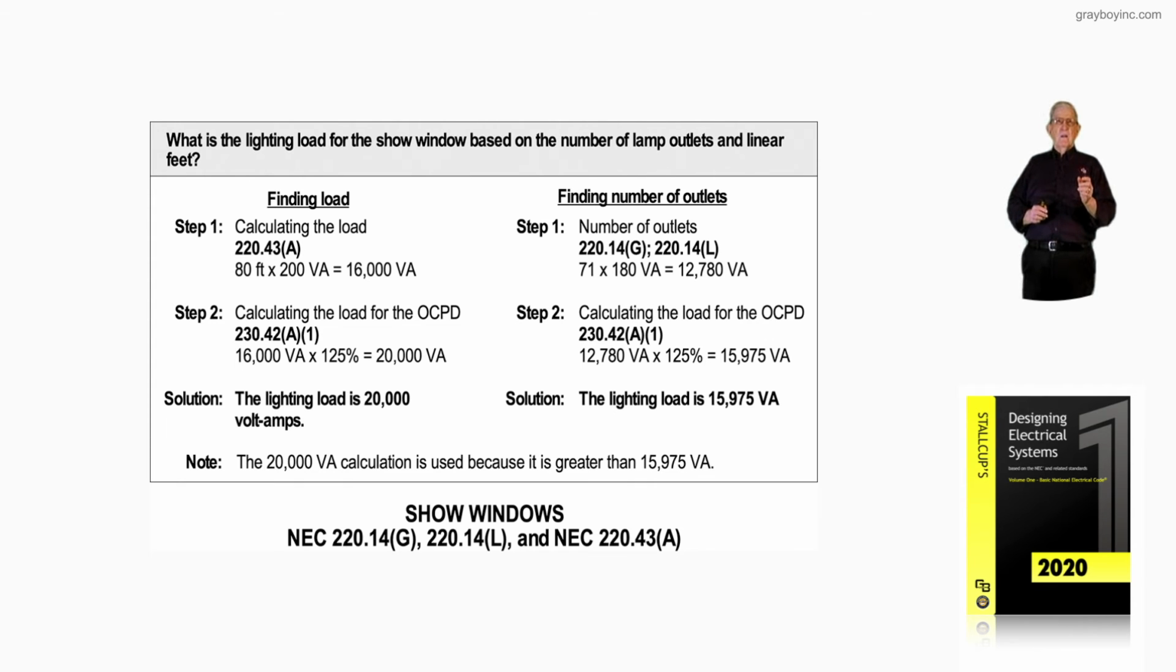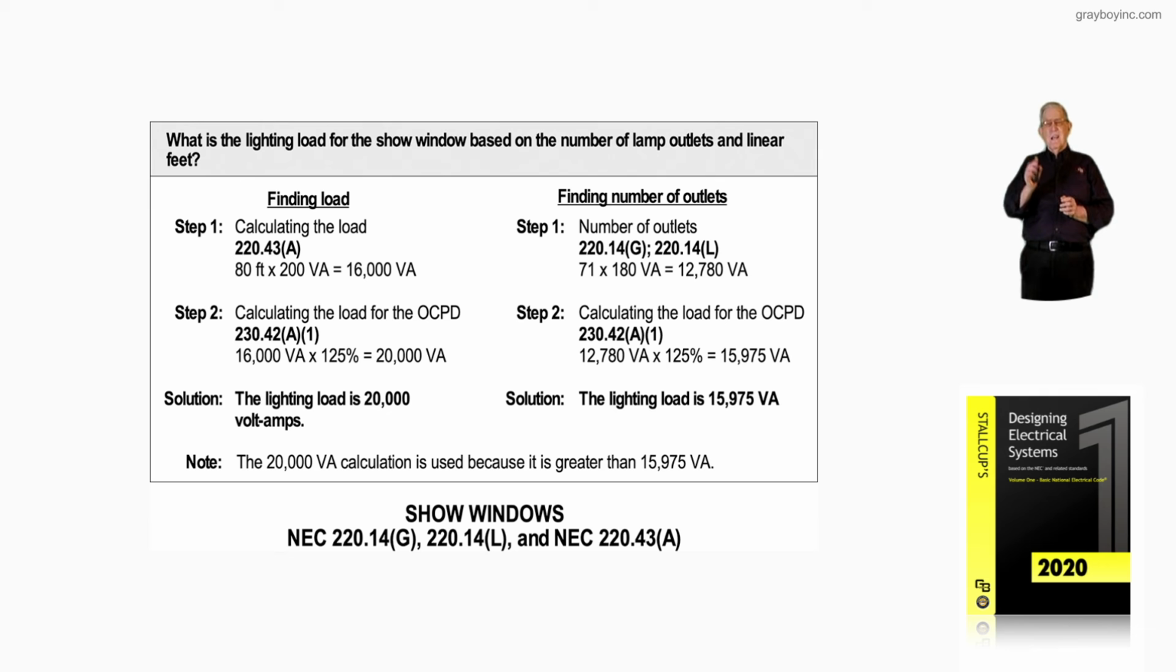So steps 1 and 2 in the solution to the left of the boxed-in information produce the greater lighting load of 20,000 VA. It's greater than 15,975, so that is what is selected. And the note naturally says the 20,000 VA calculation is used because it's greater than 15,975.